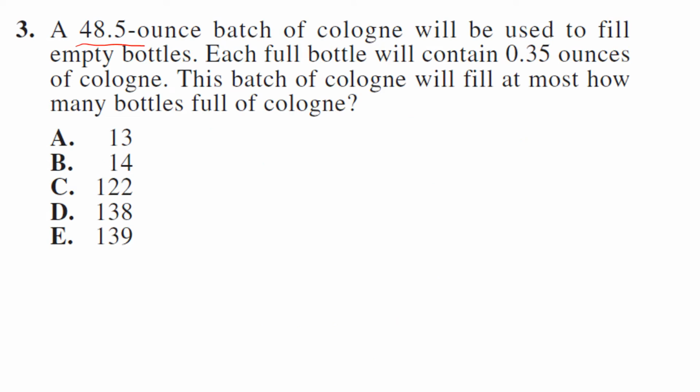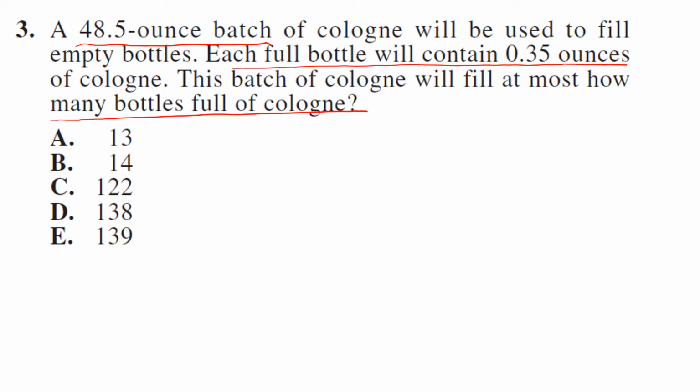A 48.5 ounce batch of cologne will be used to fill empty bottles. Each bottle will contain about 0.35 ounces. How many full bottles of cologne can you make? The decimals might confuse you, so let's think about this for a minute. What if instead of 48.5, it was just 5 ounces and we're putting them in 1 ounce bottles? How many bottles would you use? Well, 5 divided by 1 would be 5. But instead we're using the decimals. But it's the same concept.